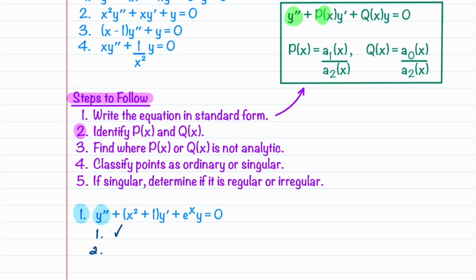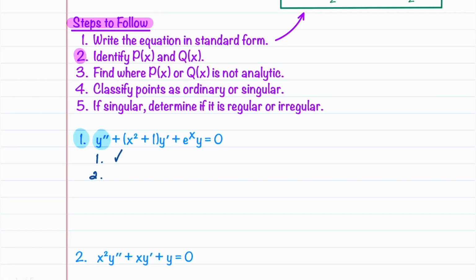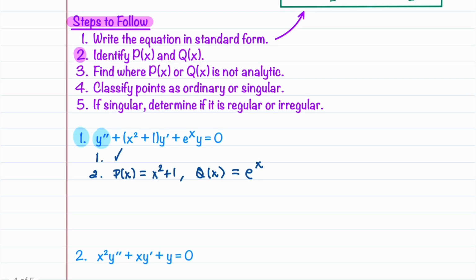The second step is to identify p of x and q of x. P of x multiplies y prime, and q of x multiplies y. In this equation, p of x is equal to x squared plus 1, and then q of x multiplies y, and that is equal to e to the x. In step 3, we need to find where p of x or q of x is not analytic.